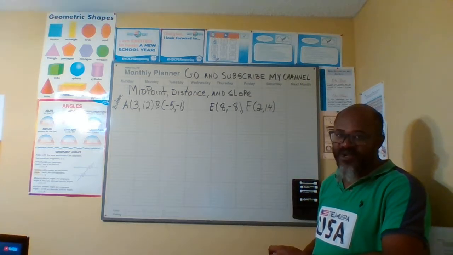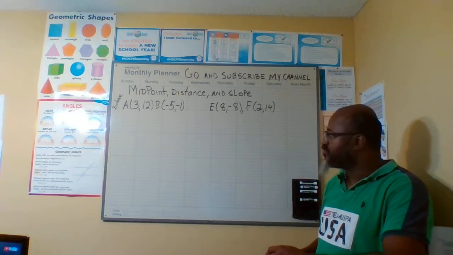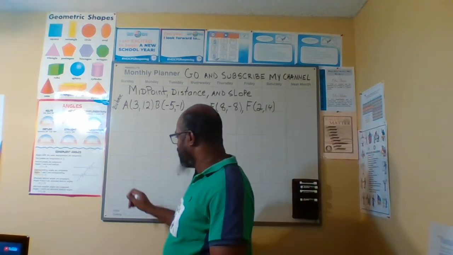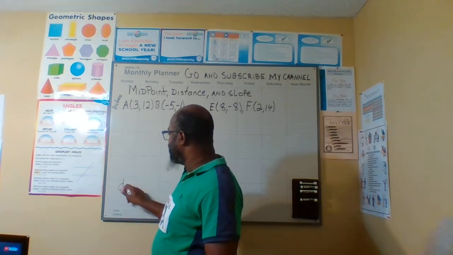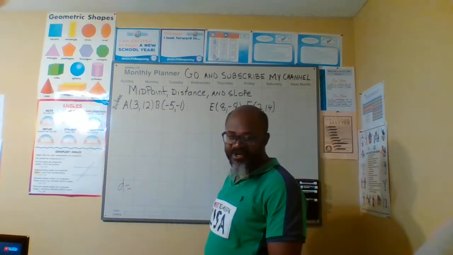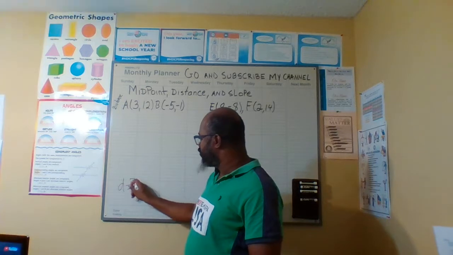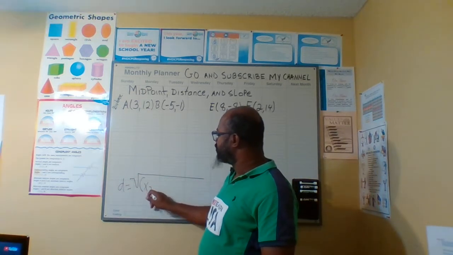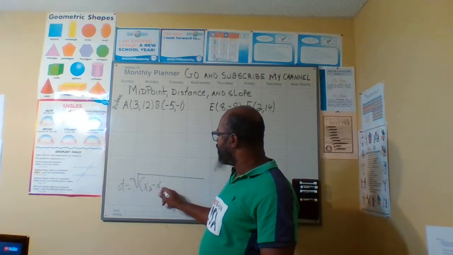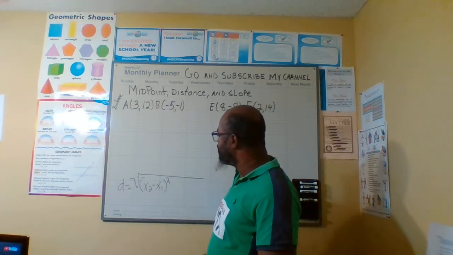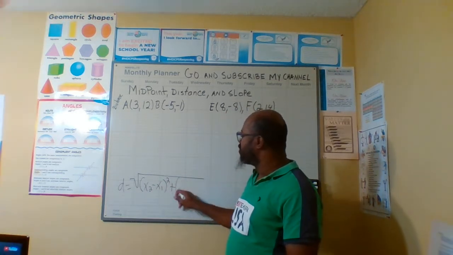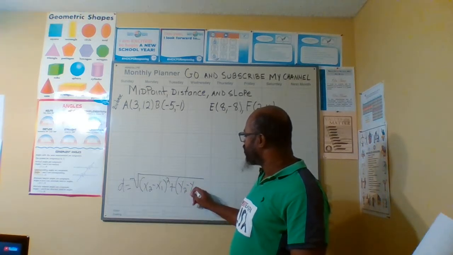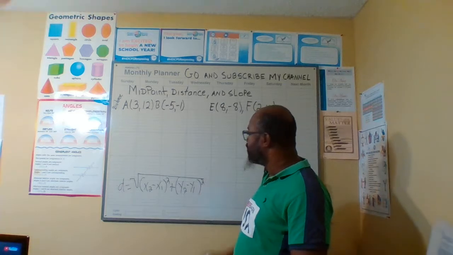So the distance formula is a formula that you must know. I will provide the distance formula to you. It's D equals, D stands for distance, the principal root or square root of x sub 2 minus x sub 1 squared plus y sub 2 minus y sub 1 squared.